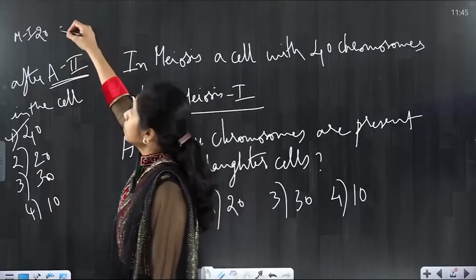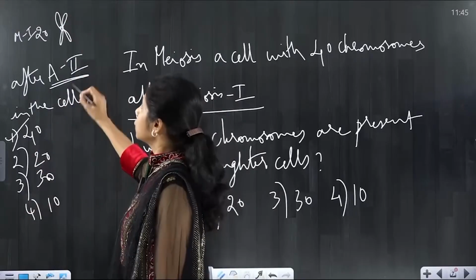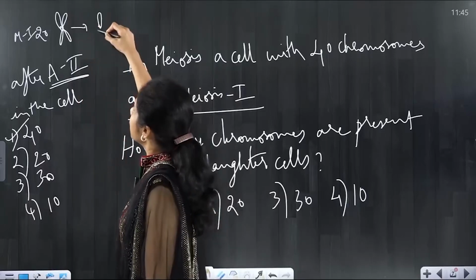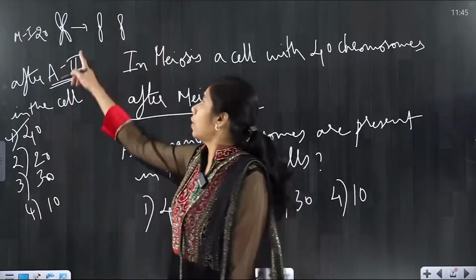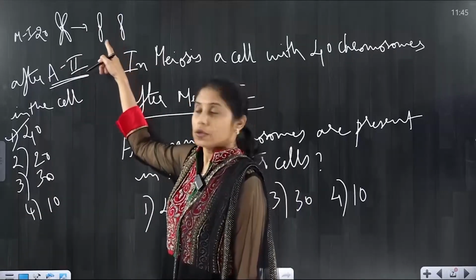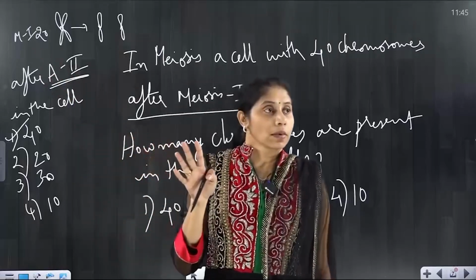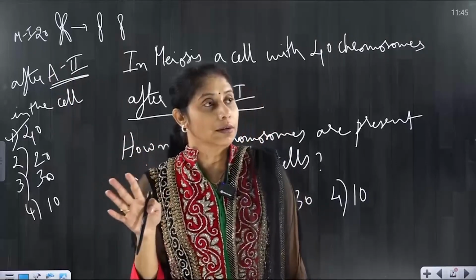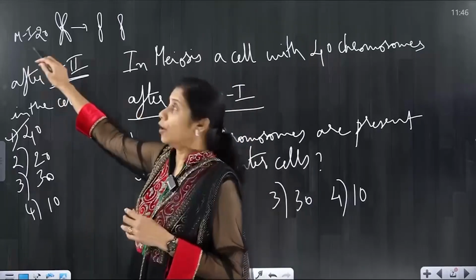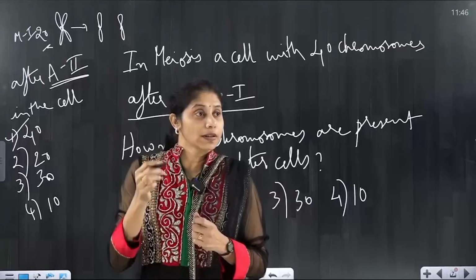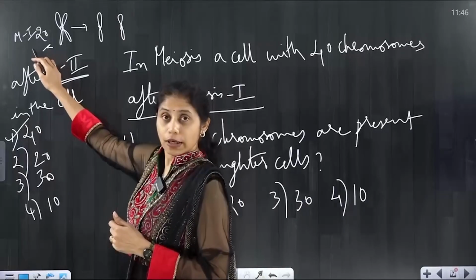These 20 chromosomes are having this type of structure. But after anaphase 2, this type of chromosome will split up into each chromosome with 1 chromatid only. So, 1 chromosome is becoming 2. So, 20 chromosomes will become 40 chromosomes. I hope all of you understood. The answer is 40. In meiosis-I, 20 chromosomes are there.